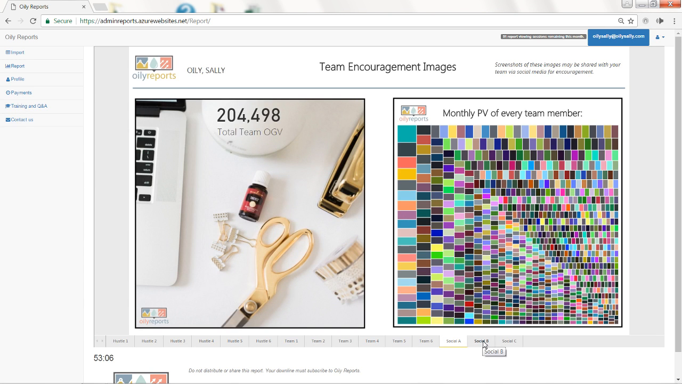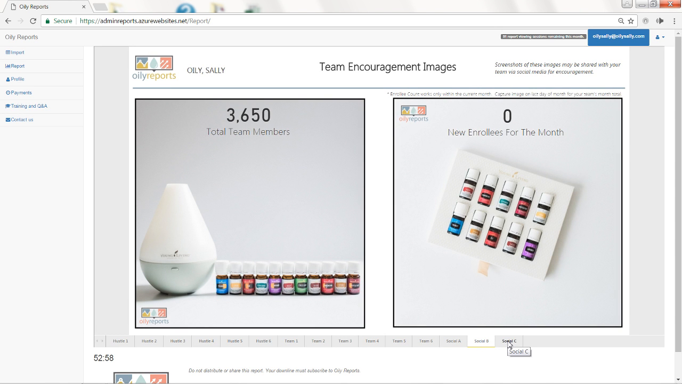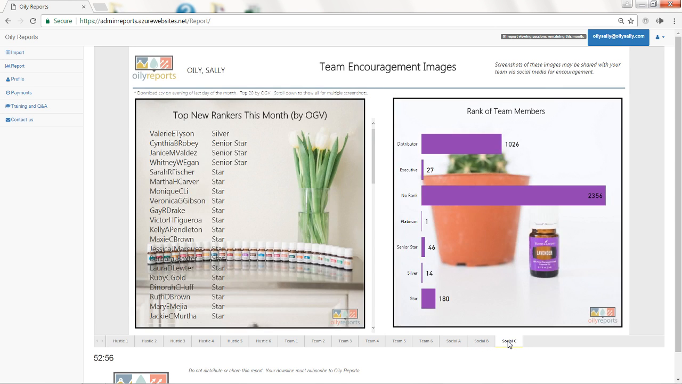Looking at the social reports, these are just nice to share and take screenshots of and post in your Facebook group and share with your team members, and really encourage everyone for the success of your team. And really, that's just an example of how you might interpret the graphs and use your Oily reports.